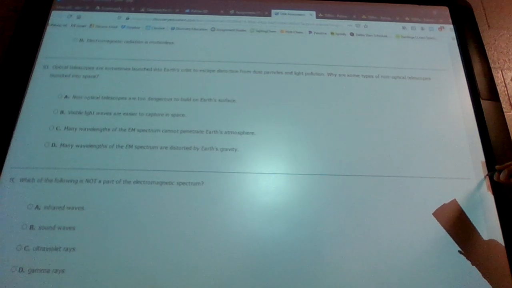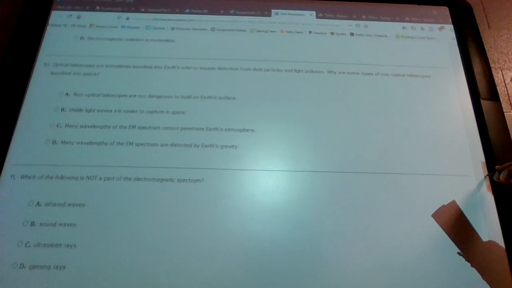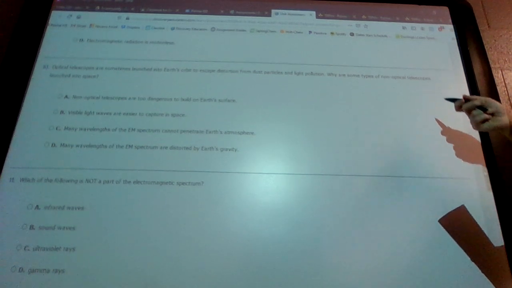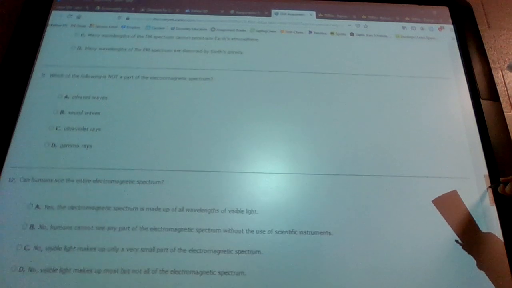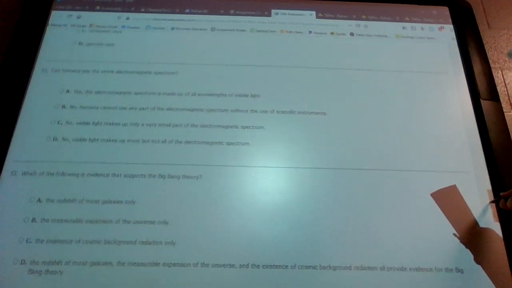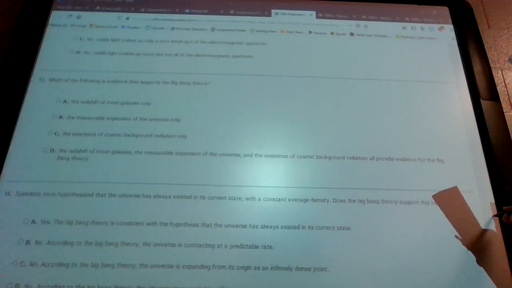Optical telescopes. Oh, we had this recently. Why do we launch them into space? So let me come down here because they talk about that.